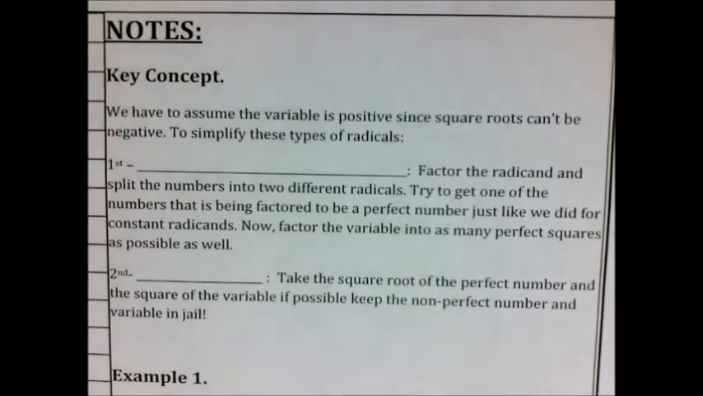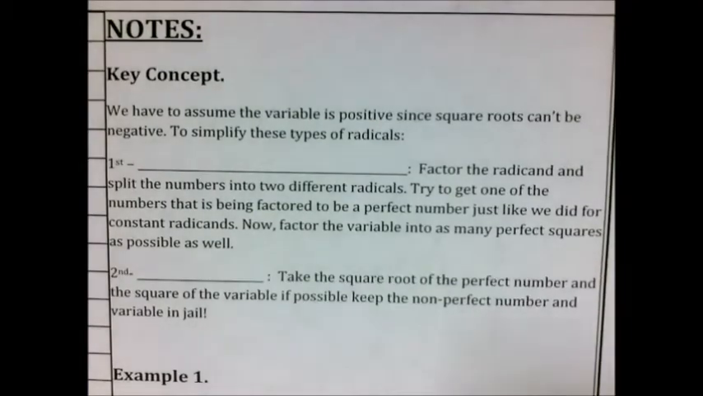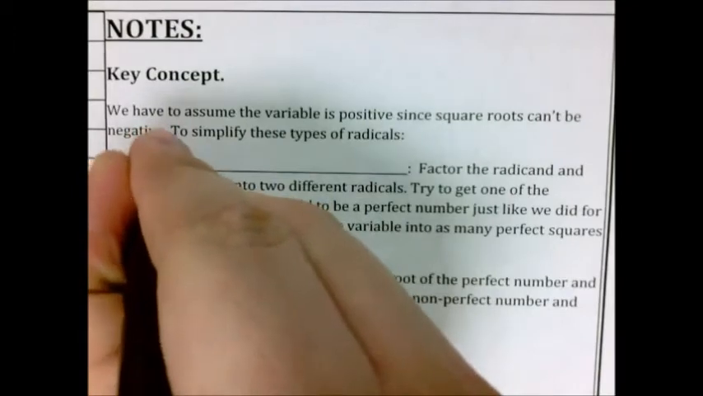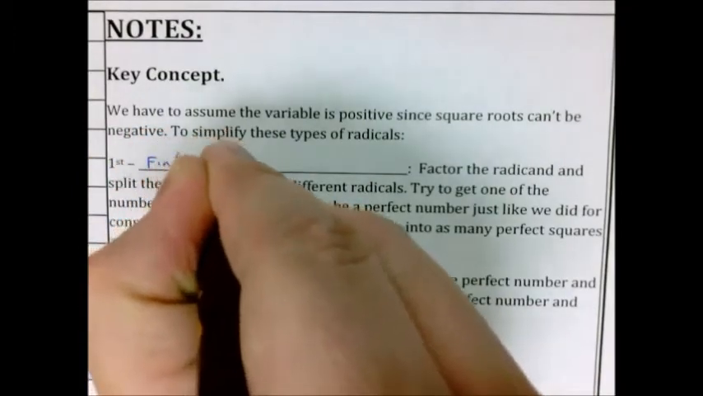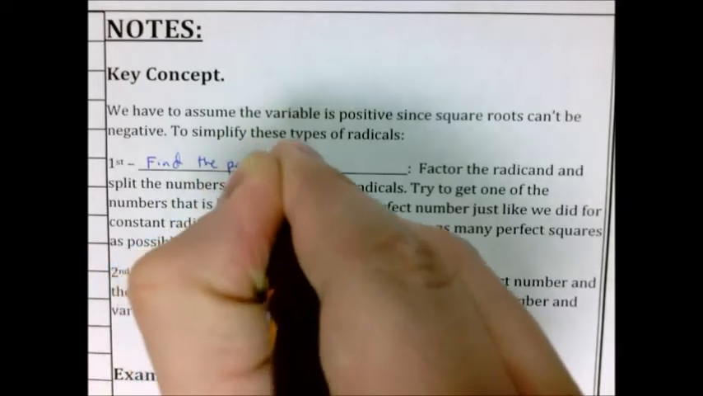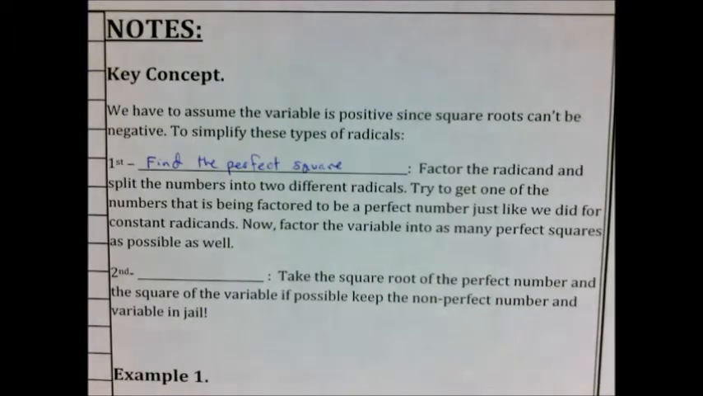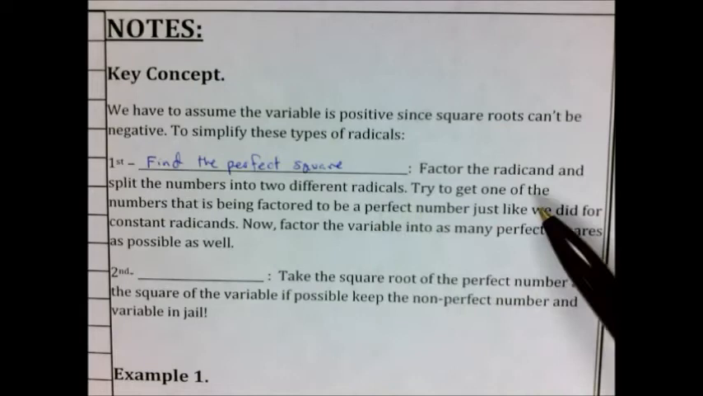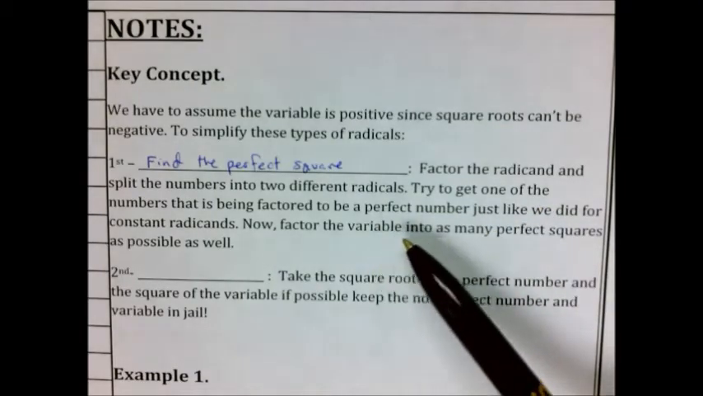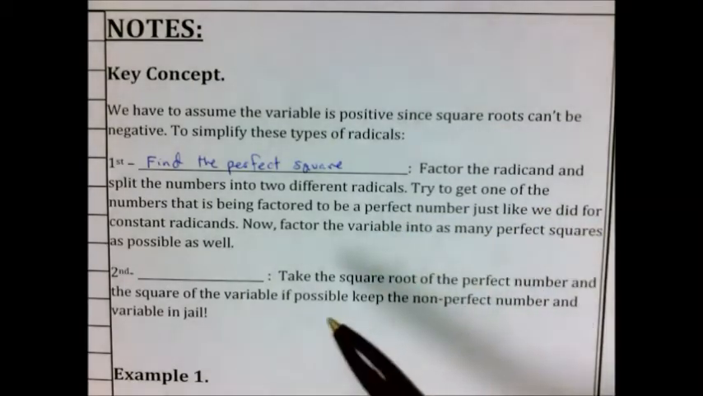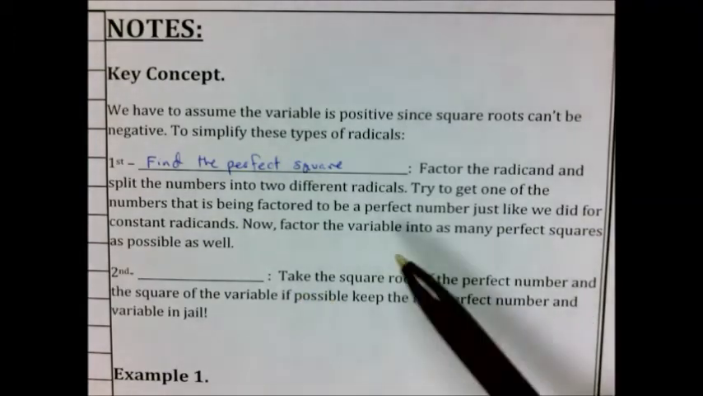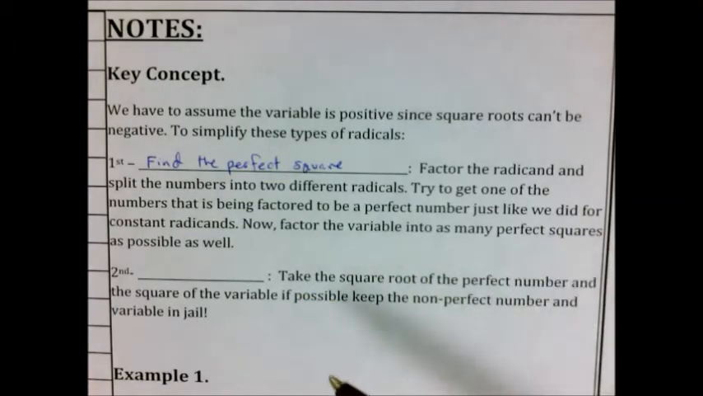Okay, so to simplify these types of radicals, the first thing we need to do is, again, find the perfect square. That includes the variable that we have. We want to try to get it to be a square of something. That's our goal. So we need to factor the radicand and split the numbers into two different radicals. We need to try to get the numbers that are being factored to be perfect numbers, just like we did for constant radicands. Now we factor the variable into as many perfect squares as possible as well.